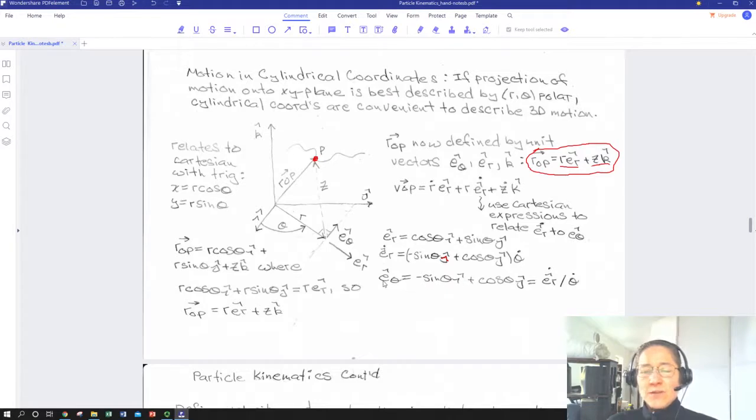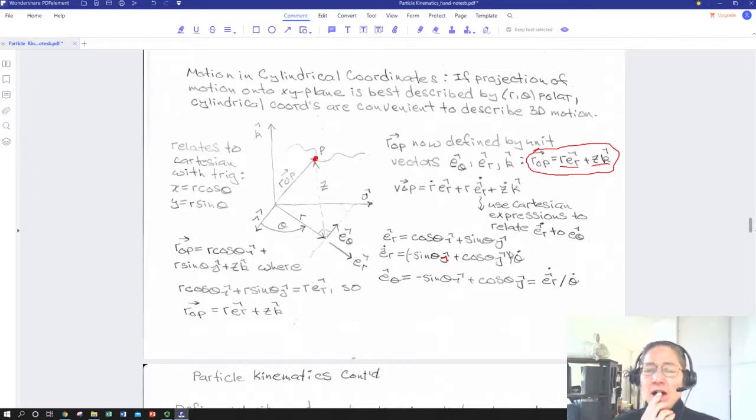This is again just using some trig. I don't have the triangle shown on the diagram, but you can draw it by looking at this e theta and making a right triangle and looking at the components in the i hat and j hat directions. So our unit vector theta hat is negative sine theta i hat plus cosine theta j hat.